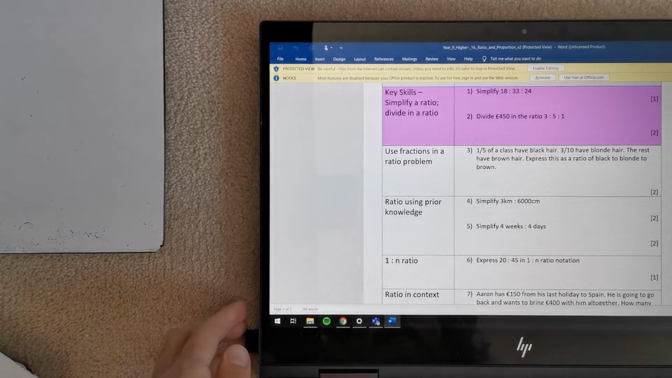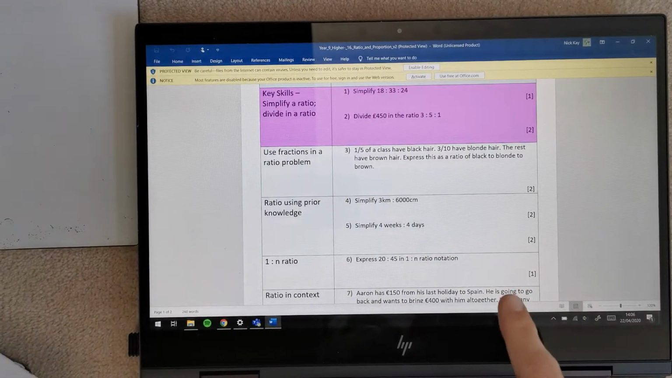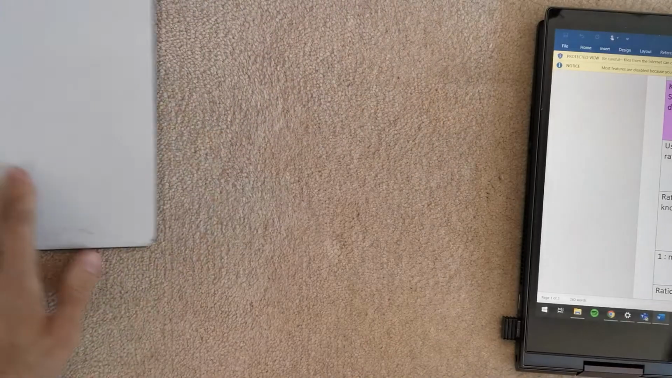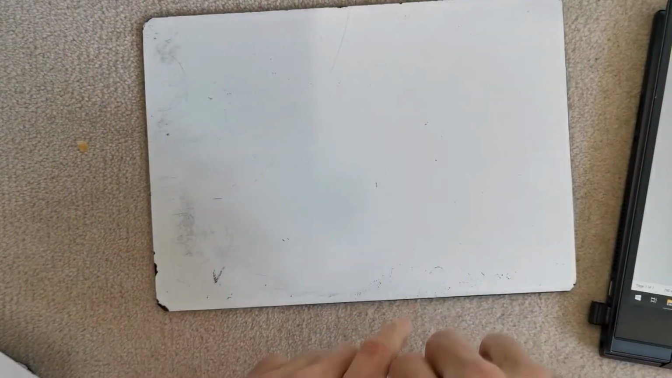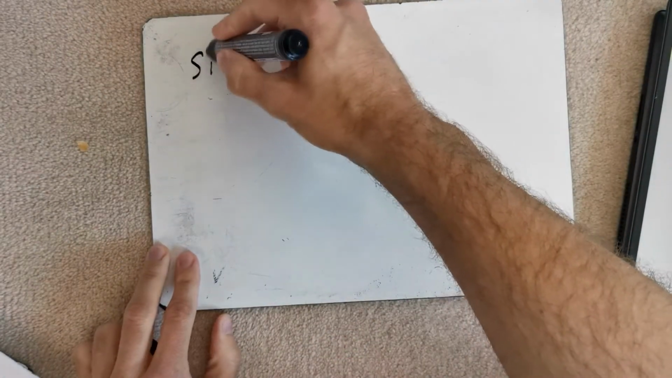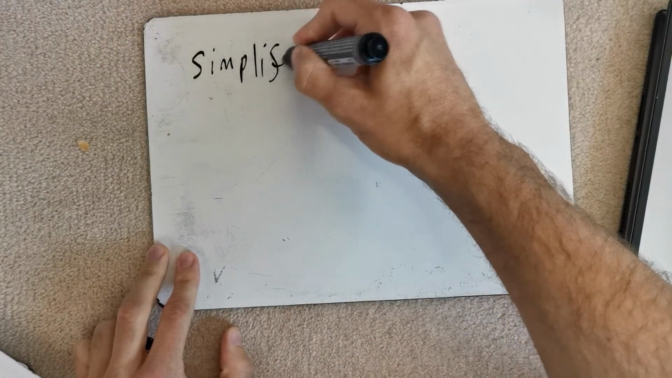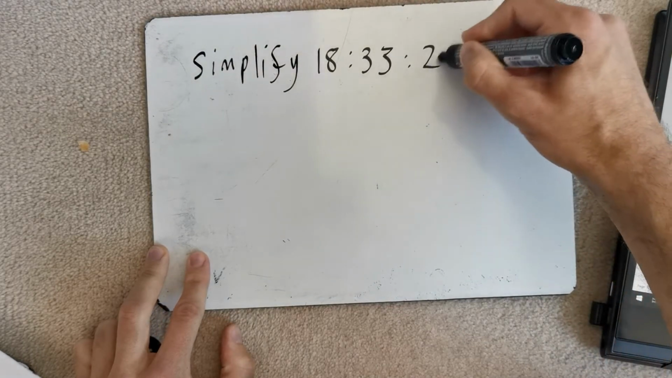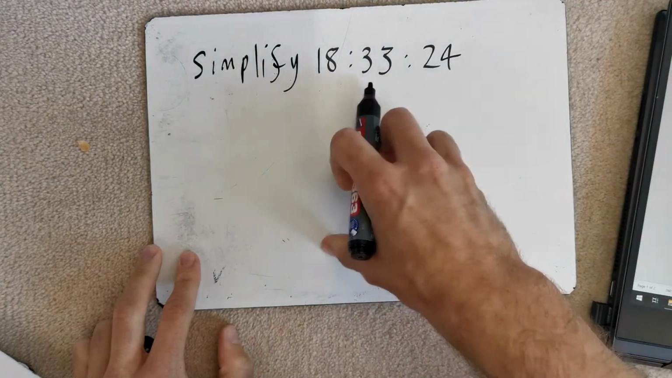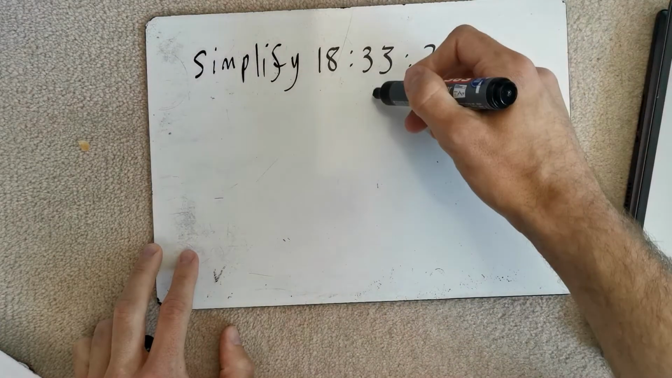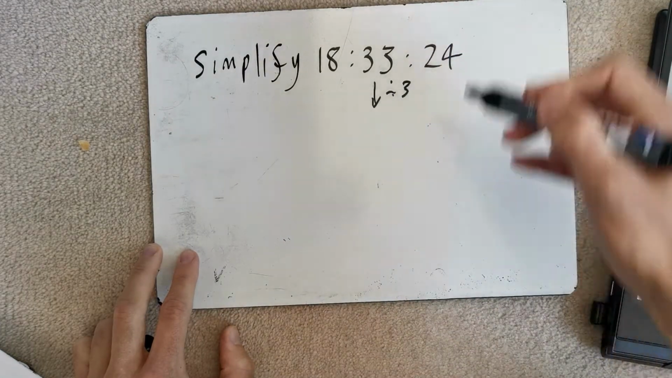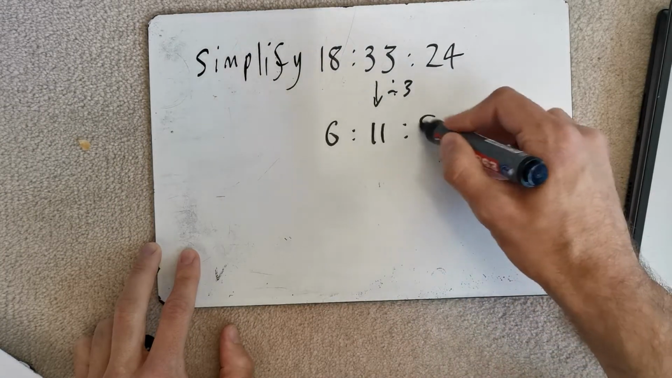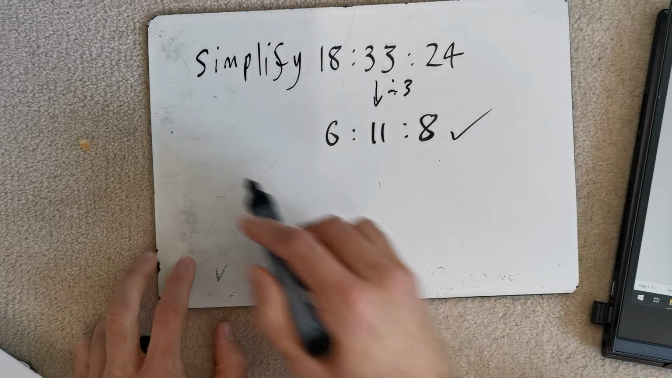Okay, so I'm going to go through the answers to this ratio purple sheet. Question 1 just says simplify 18 to 33 to 24. You've got to first of all recognise what times table they're all in. They're all in the 3 times table. Divide them all by 3 and you're going to get 6, 11 and 8. That's a 1 mark question.